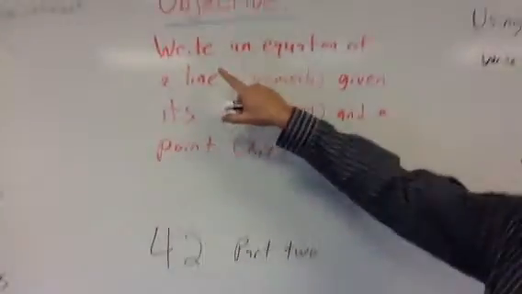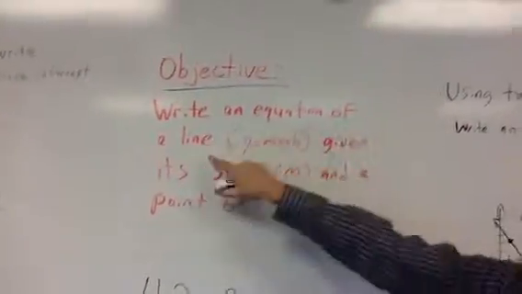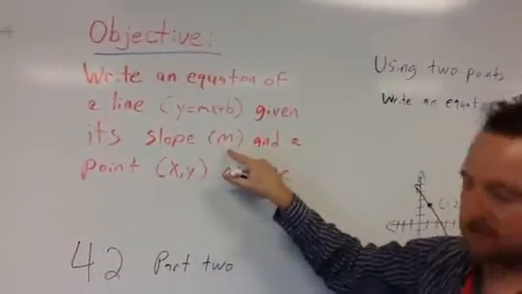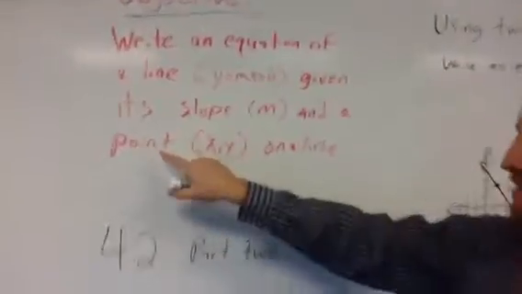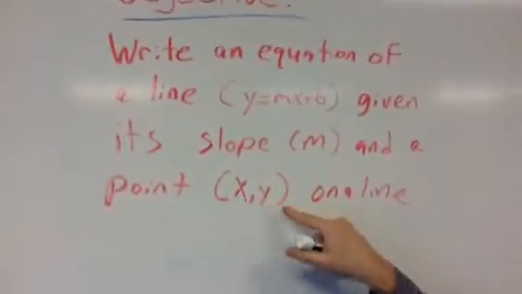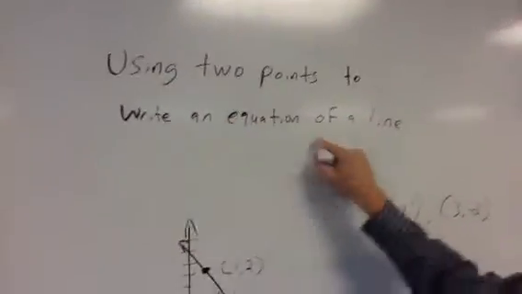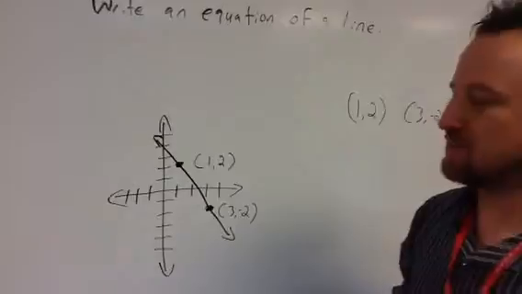Okay, so we're covering the objective to write an equation of a line, y equals mx plus b, when you're just given its slope, its m, and any point on a line. You know, its ordered pair, x and y. So we're going to start off now by using 2 points to write an equation of a line. So just a little bit different than what we did before.